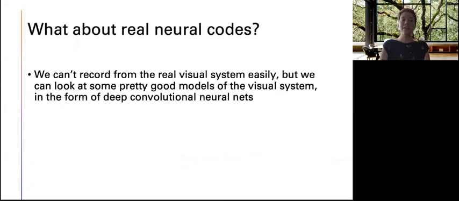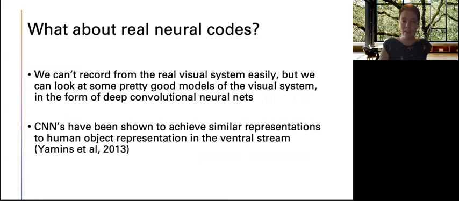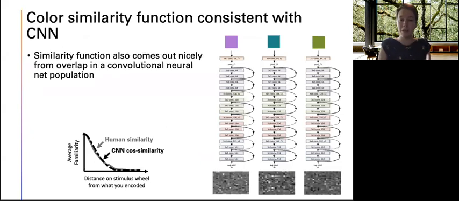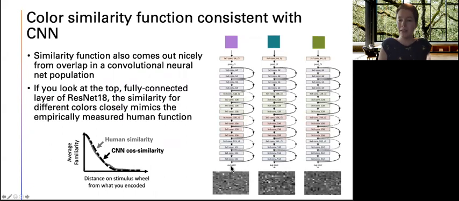So while we can't record directly from the visual system itself, we can look at some pretty good models of the visual system in the form of deep convolutional neural nets, or CNNs. For example, certain hierarchical neural nets have been shown to mimic the object representations of the human ventral stream. We found that the same exponential similarity function appears in a CNN model for low-level features such as color. For instance, looking just at this top fully connected layer of the CNN, ResNet 18, for example, just measuring the cosine similarity of the readout of these three different colors closely mimics the empirically measured human similarity function.